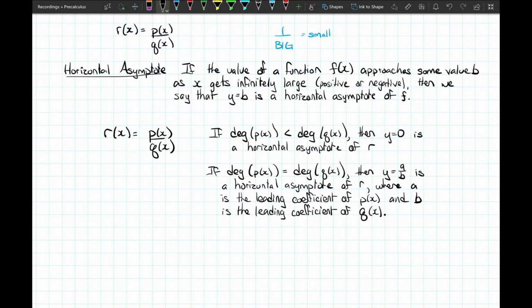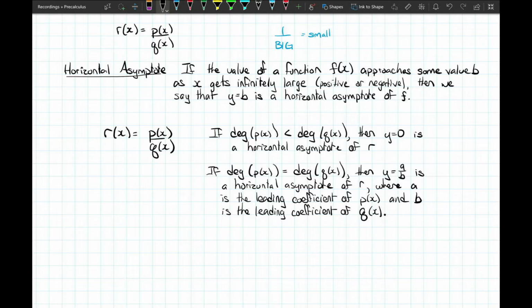The horizontal asymptote in this case would be something of the form a over b, where a is the leading coefficient of the numerator and b is the leading coefficient of the denominator. All of the remaining terms are insignificant when we take a look at really just the highest power. And it's the coefficient in front of those terms that's going to dictate what the horizontal asymptote of the function is.